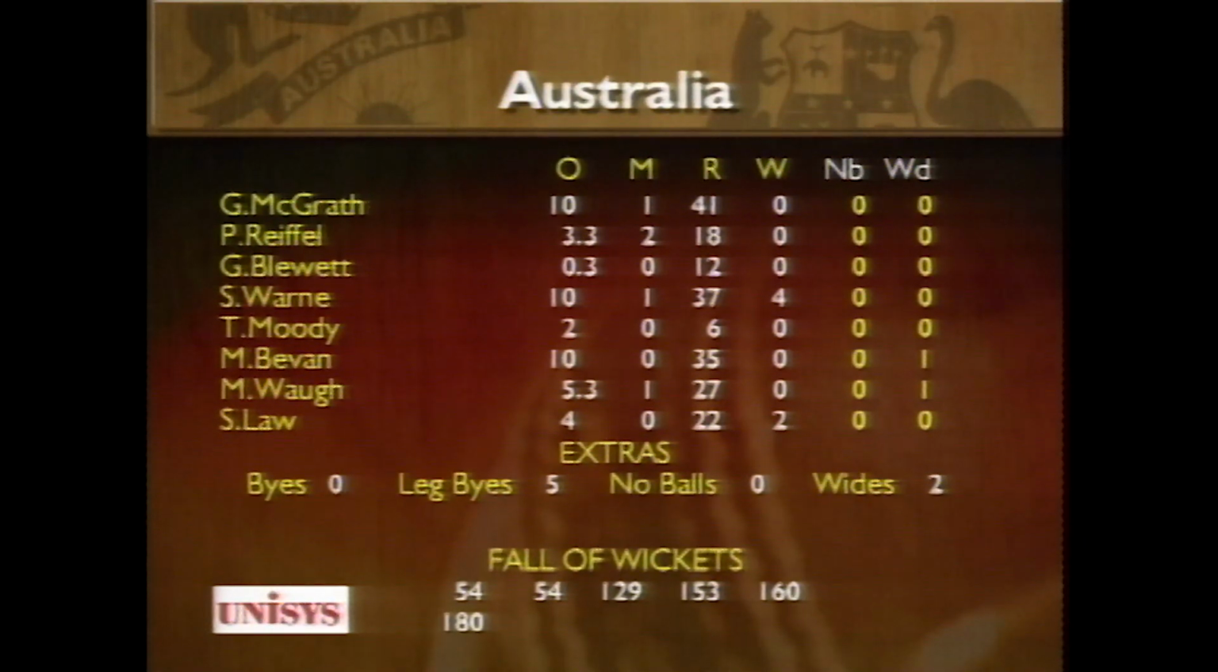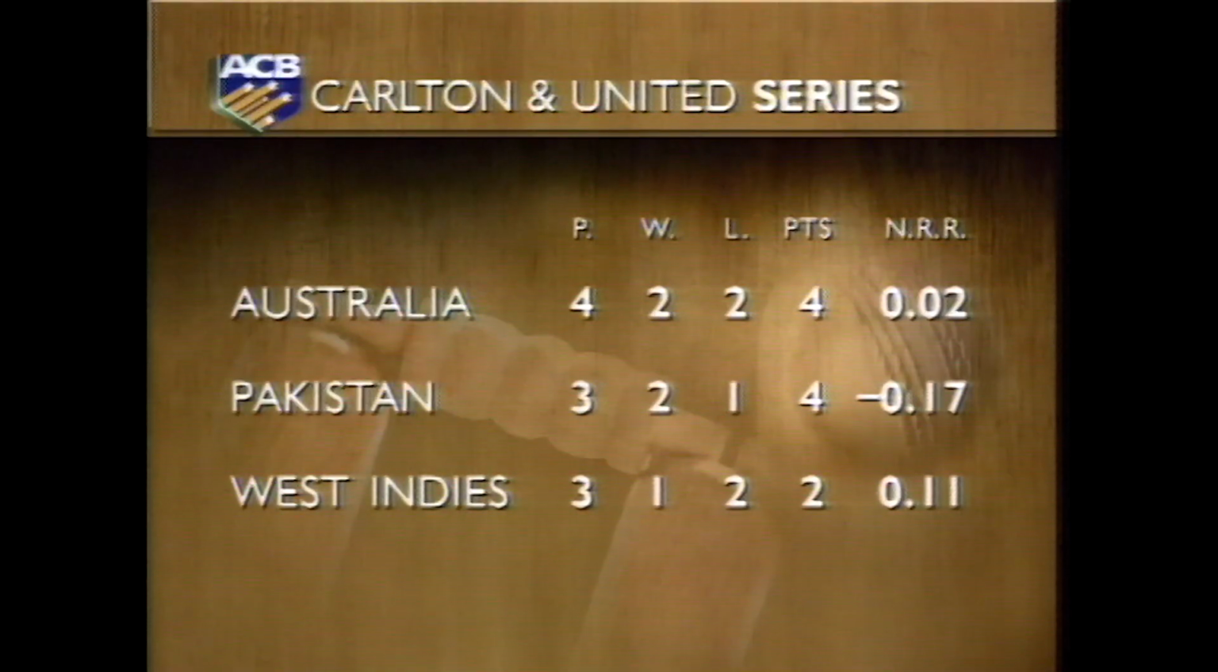The leg spinner Stuart Law from Queensland, 4 overs, no maiden, 2 for 22. So between them, those 2 wrist spinners took all 6 wickets. Bevan bowled pretty well, 10 overs for 35. And the problem for the Australians was that Reiffel was injured, damaged left hamstring, 3.3 overs, 2 maidens, and none for 18.